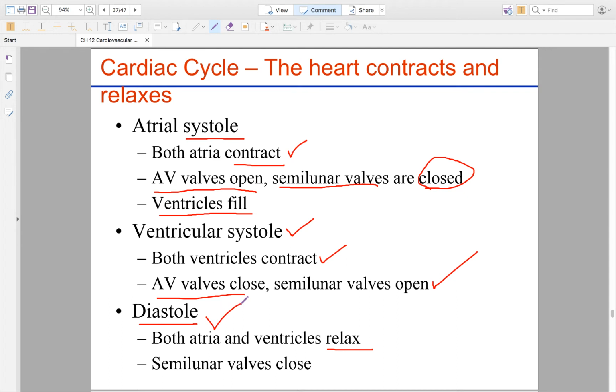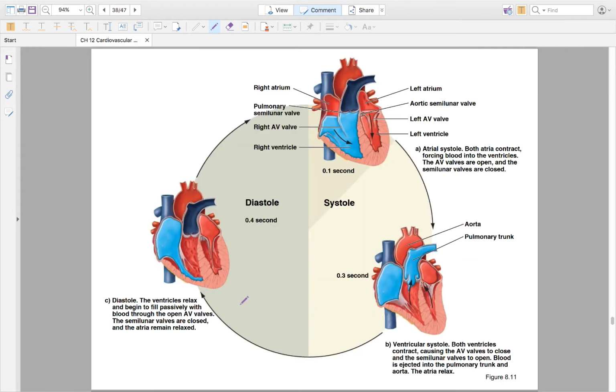Diastole is both atrial and ventricular relaxation. So everything's relaxed at the time, and then the semilunar valves close. All right, now if you look closely at your book or your slides, this is the cardiac cycle. And ultimately, the best way to really learn the cardiac cycle is to watch a video. So I'm going to go ahead and play that for you guys.